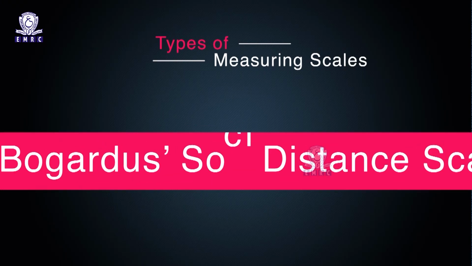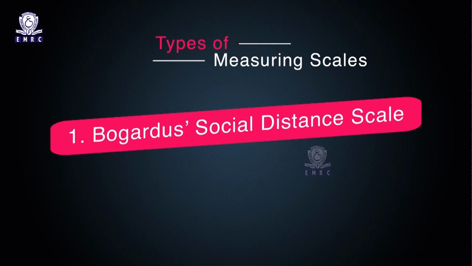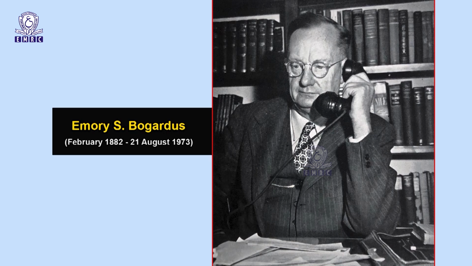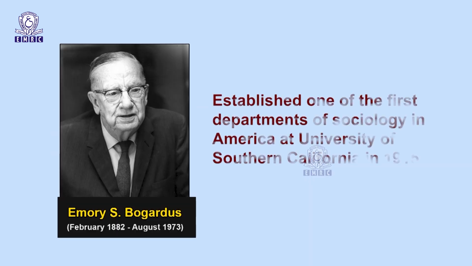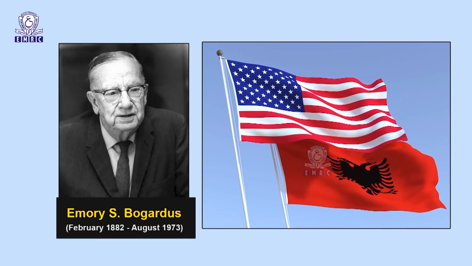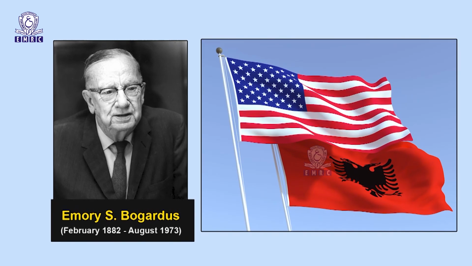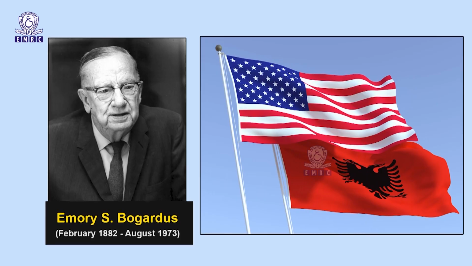The first one, Bogardus's social distance scale. The Bogardus social distance scale was created by sociologist Emory S. Bogardus as a technique for measuring the willingness of people to participate in social relations with other kinds of people. Bogardus established one of the first departments of sociology in America at the University of Southern California in the year 1915. He used the social distance scale for studying associations between Americans and Albanians.